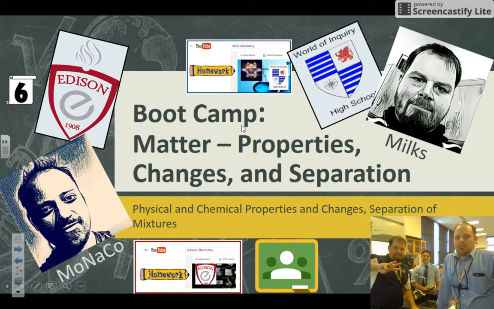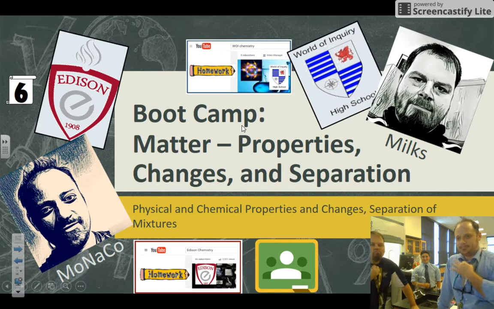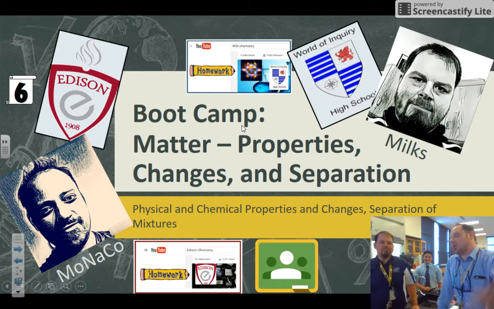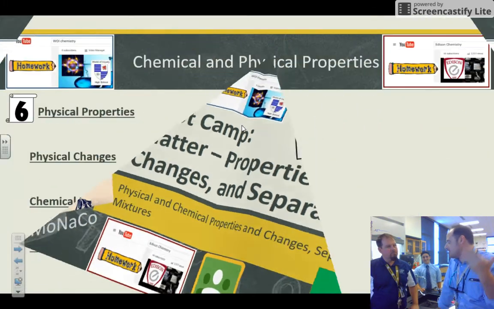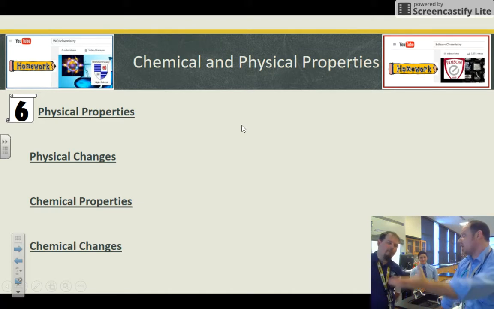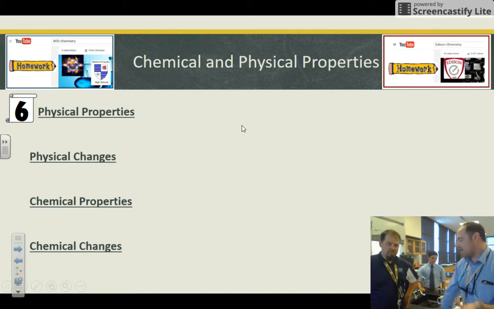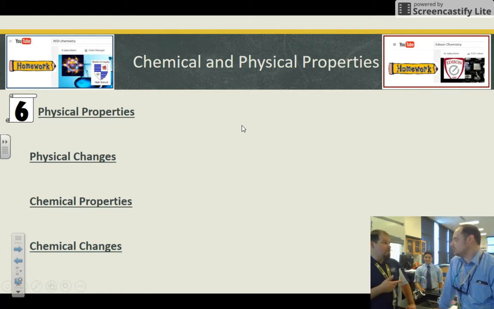Back for lecture 6. Matter, the properties, changes, and separation. This particular lecture is going to be quick, but it is the foundation of what chemists do on a daily basis if you get a job as a chemist and actually work in a lab or plant or factory where you're doing chemistry. Some of this stuff is testable. The physical changes, chemical changes stuff is testable. And the separation, how do I separate certain things, is very important. Very testable. So very important and testable. We want to pay attention.